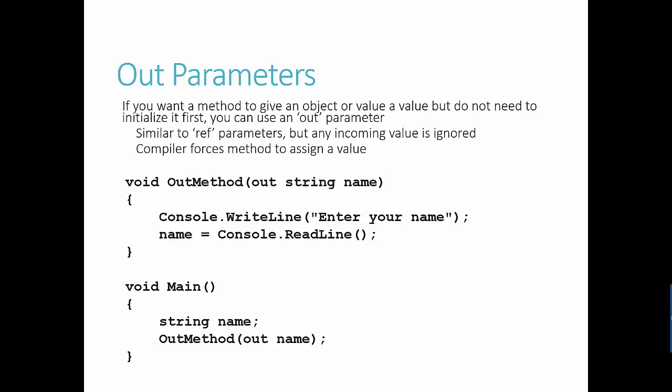This is particularly useful for methods that get input from the user. They can promise that a new value is returned, allowing other code to count on this method being successful. Here, we have the out method that promises to change its argument. In main, we create a string and pass it as an argument to the out method, where it will get a value from the user.